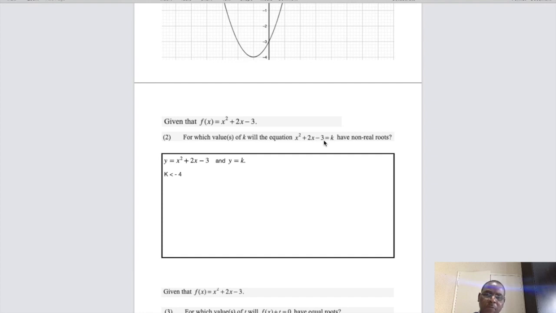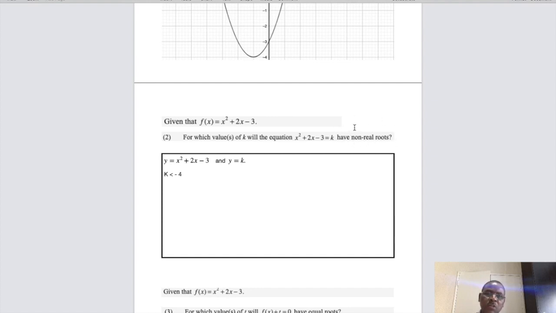First of all, the graph of the function on the left-hand side, which is y equals x squared plus 2x minus 3, as well as the graph of the function on the right-hand side, which is given by y is equal to k. So we need to draw those two graphs. In practice, the two graphs that we will draw, the graph of y equals x squared plus 2x minus 3 and the graph of y is equal to k, will not meet. These graphs will not intersect. That is why we cannot find any real roots.